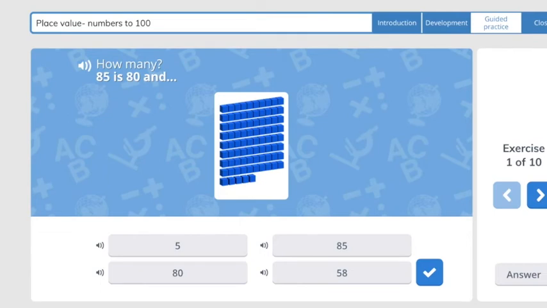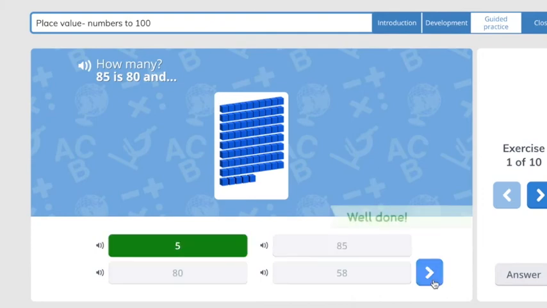Okay, boys and girls, now we are going to take a little quiz and see what you know about place value. So I want you to pause this video, look at this picture, and count how many. Okay, ready? Count with me. 10, 20, 30, 40, 50, 60, 70, 80, 81, 82, 83, 84, 85. So we have 85 blocks here. So that means that 85 is 80 plus how many? 80 plus 5. If you said 5, you are right.